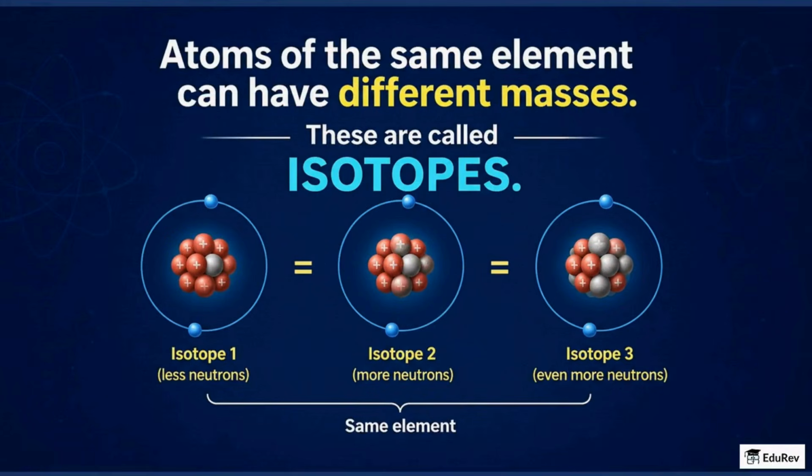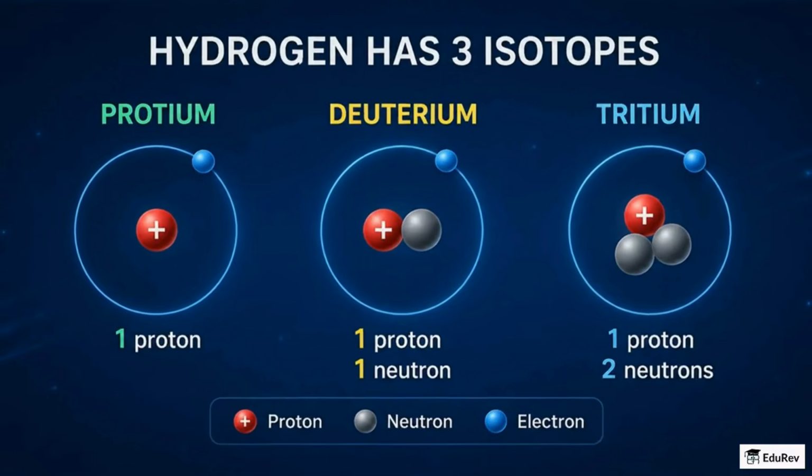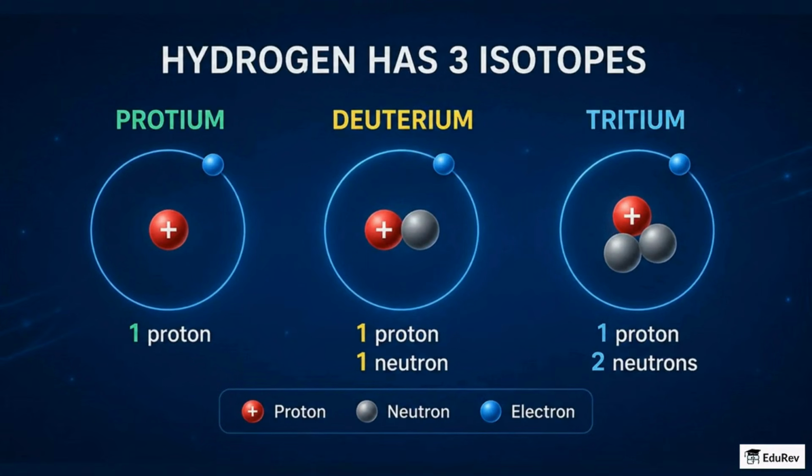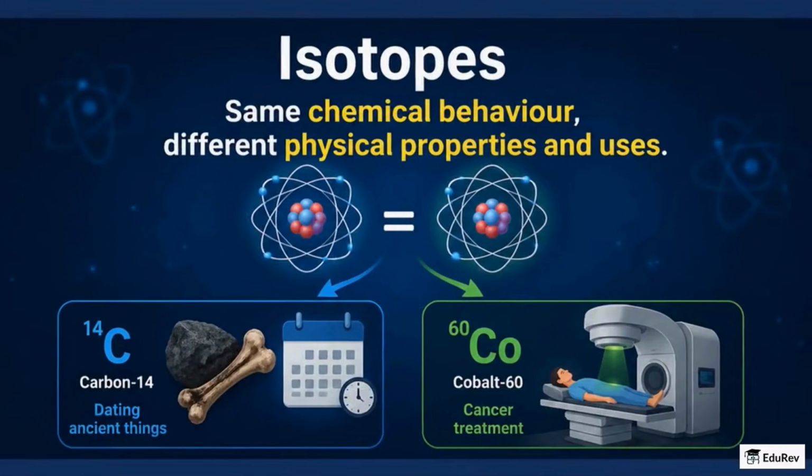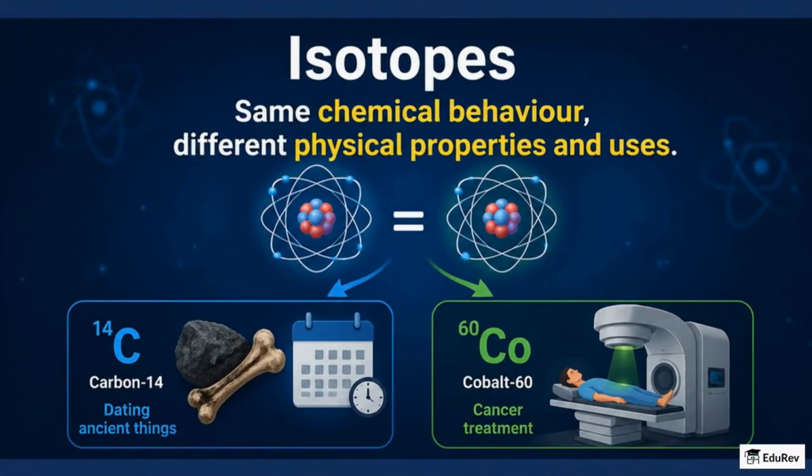Not all atoms of an element have the same mass because of neutrons. These variants are called isotopes. Hydrogen has 3 isotopes: protium with 1 proton, deuterium with 1 proton and 1 neutron, and tritium with 1 proton and 2 neutrons. Isotopes have similar chemical behavior but different physical properties and uses, like carbon-14 for dating ancient things and cobalt-60 in cancer treatment.